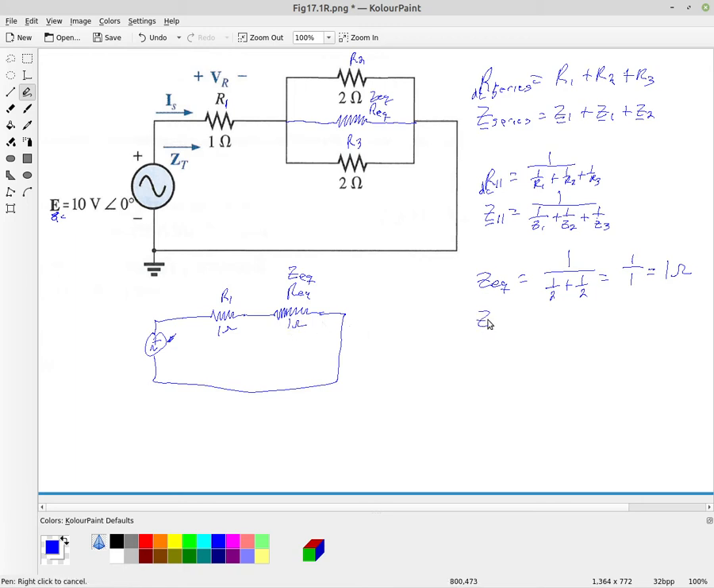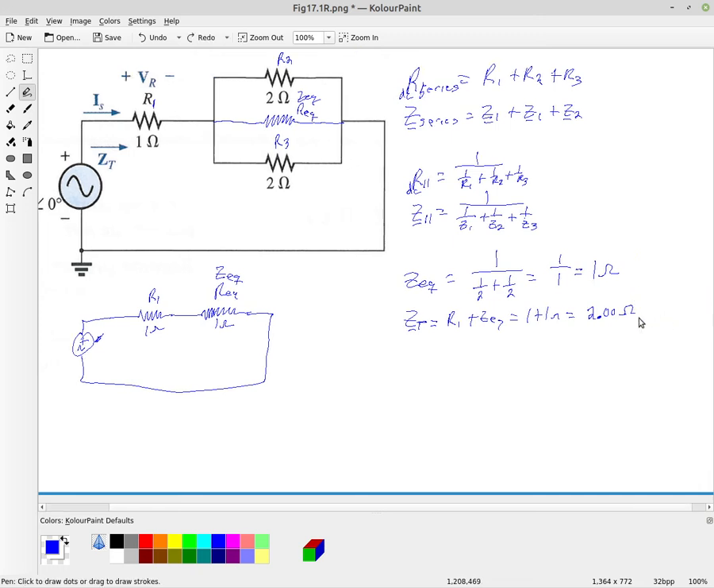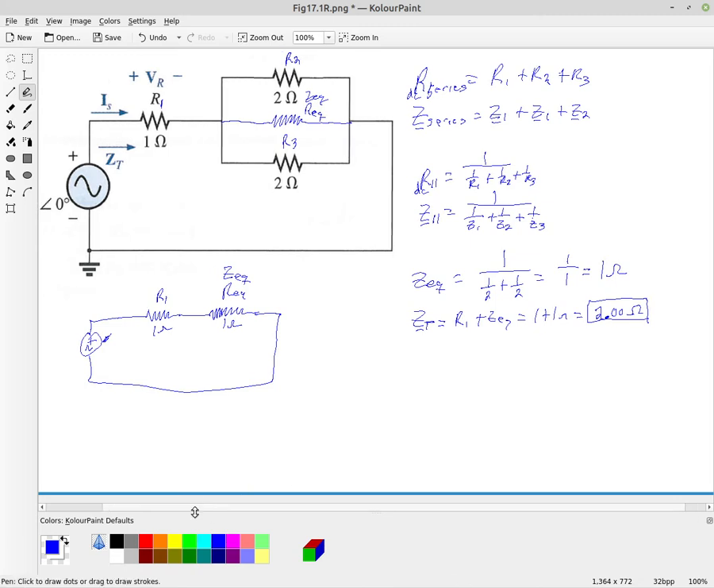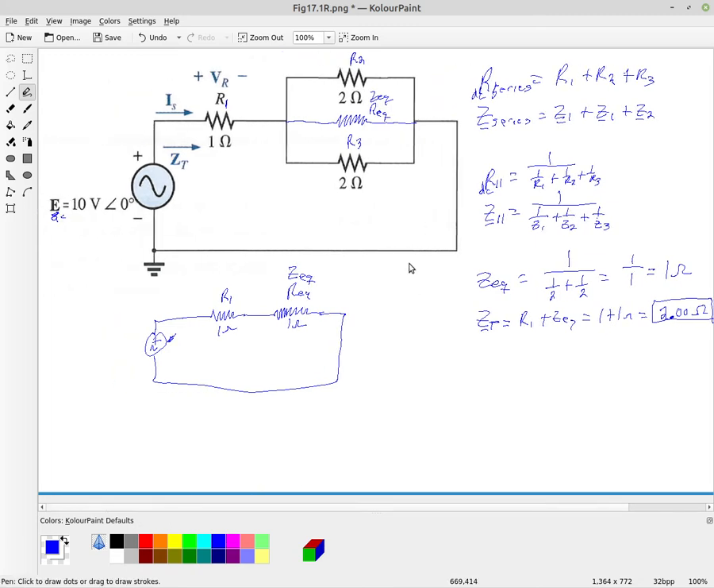So then Z total is these two in series. Okay, so Z total is going to be the R1 plus the Z equivalent, which is 1 ohm plus 1 ohm, which is going to be 2 ohms. And again, if we're going to put this in Blackboard, we need to put our 3 significant digits. Okay, so if it comes out to be an even value, we still need our 3 significant digits.